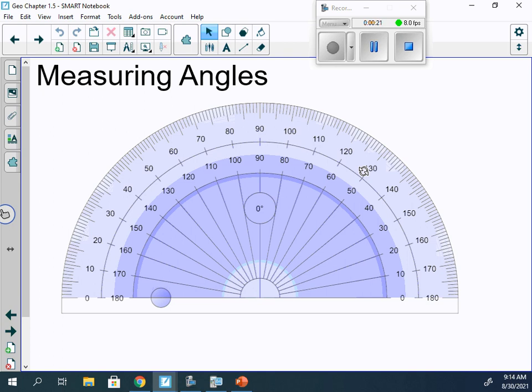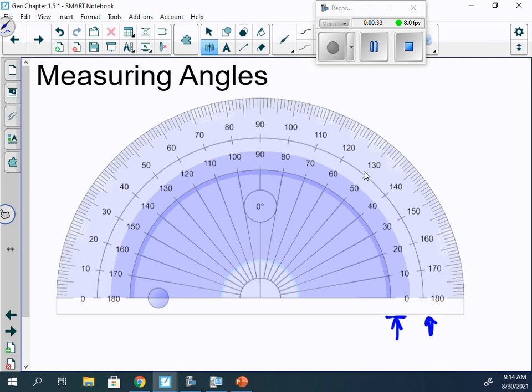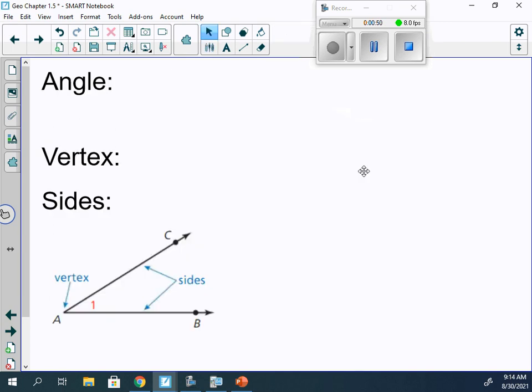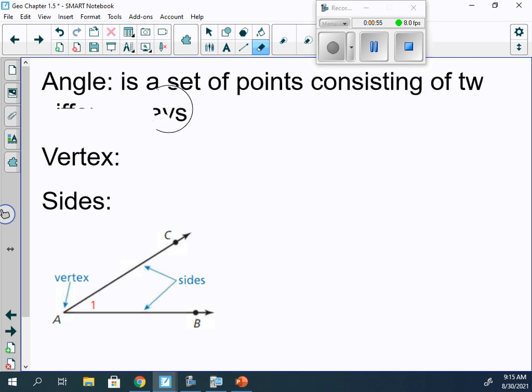And if you notice that there's an inside set and an outside set. So if I'm measuring from the right, if I'm measuring from over here, I start at 0 and then come all the way around to 180. If I'm starting from the left side, I start on the outside and go around this direction. So there's two ways that we could use it, going from the left or going from the right. And it gives us that option.